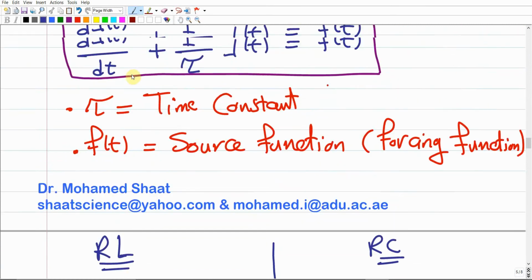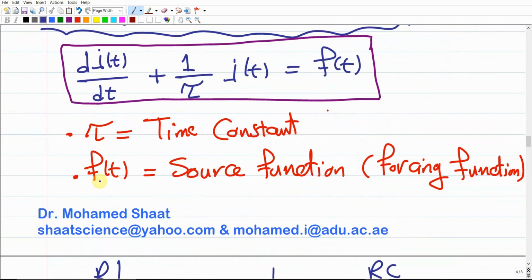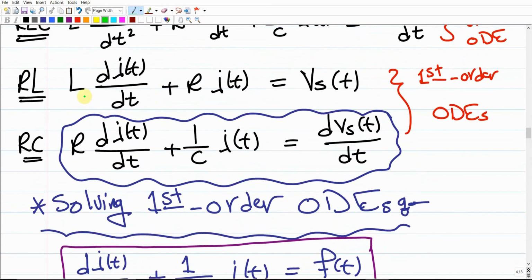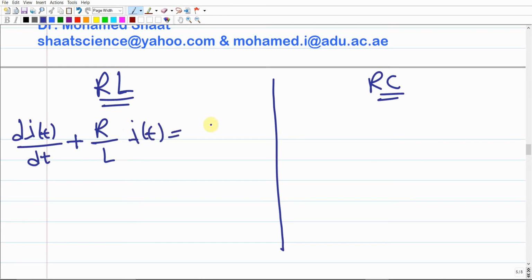So for the RL circuit, if you decided to divide by L to make this coefficient just 1, it means that we're going to end up with di/dt plus R over L times I of t equals Vs over L. You're going to divide all the terms by L. So we're going to end up with this equation for the RL circuit: di of t by dt plus R over L times I of t equals Vs of t divided by L.